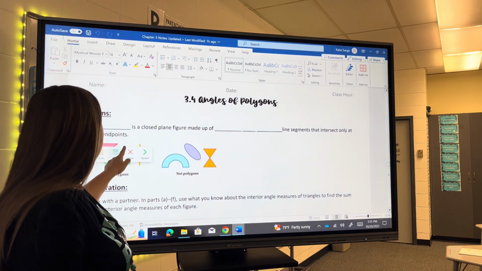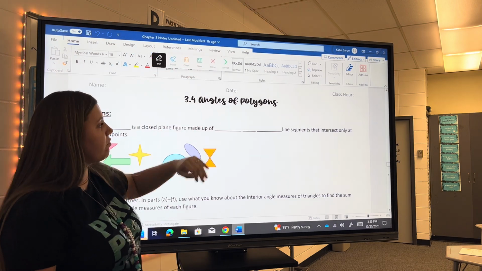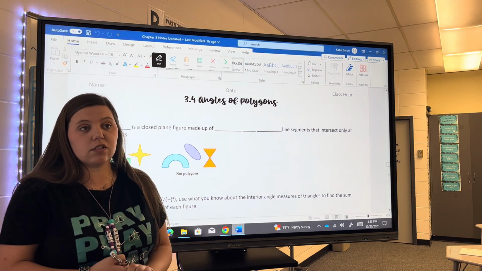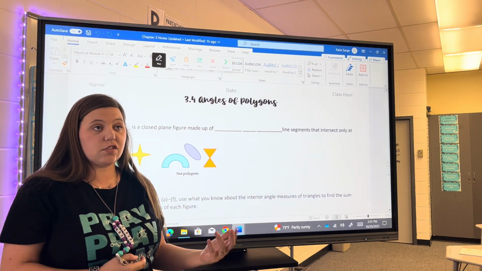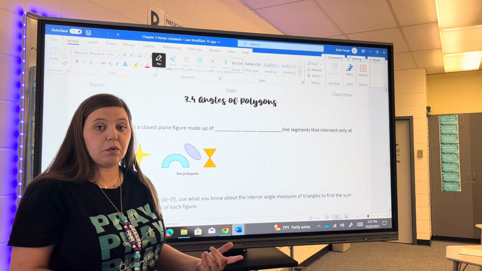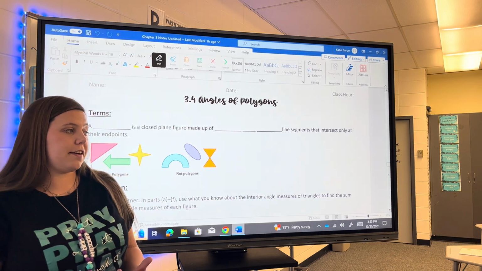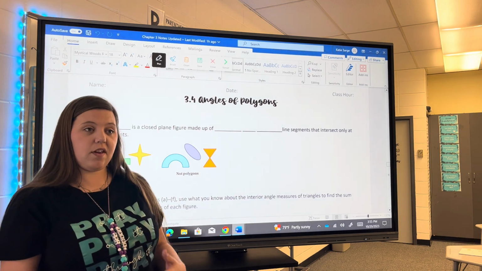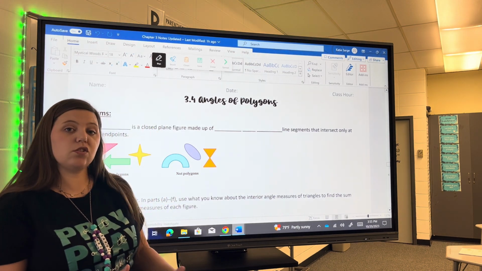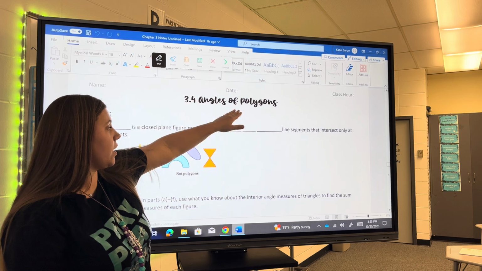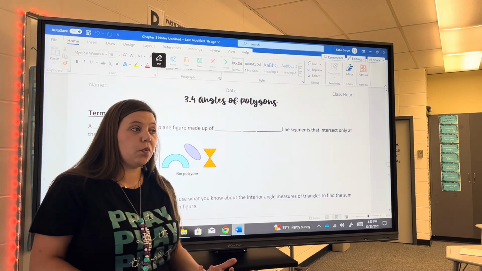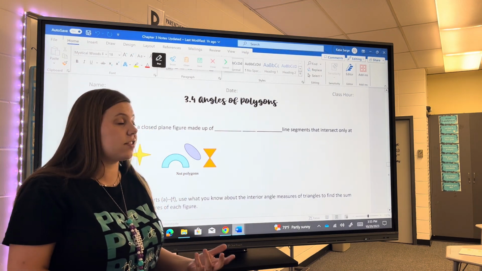So if you have not already, please go into your notes to 3.4. We're going to start talking about angles of polygons, okay? So in 3.1, we talked about side lengths of triangles, that triangle inequality theorem. Then in 3.2, we started with just angles in general and what they are and what their names are. And then 3.3 was angles of triangles. So now we're going into multi-sided shapes, okay? Which is what a polygon is. So we're going to start with some definitions and just understanding what polygons are and what they aren't, okay?